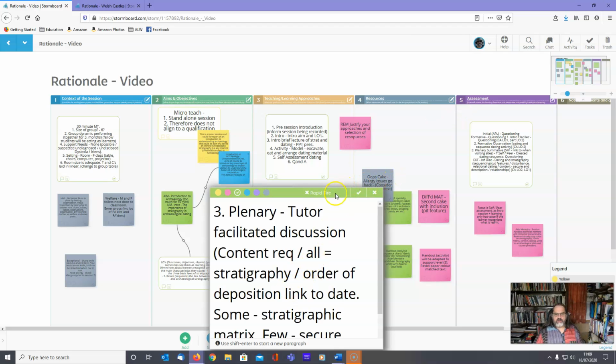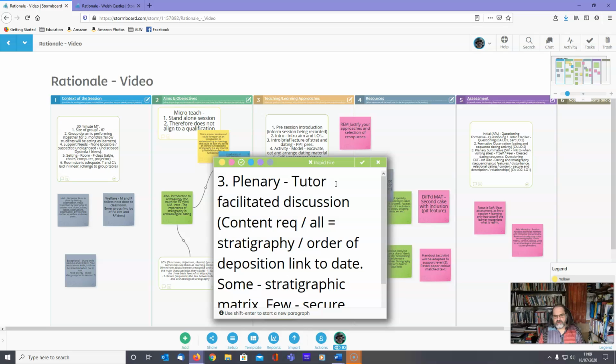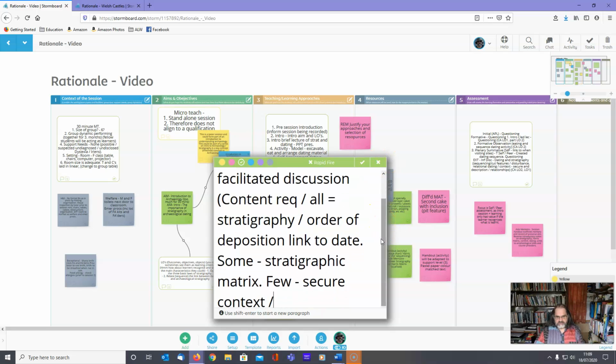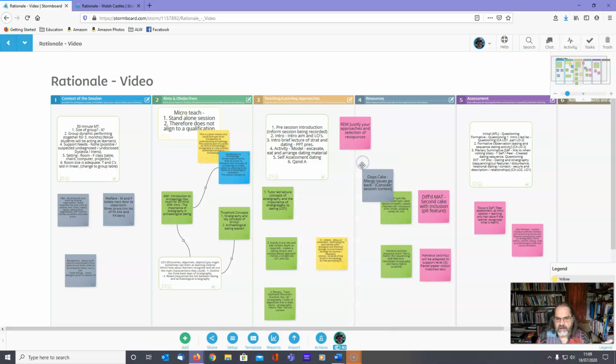Okay, then we're going to have a plenary session to close, which is going to be a tutor-facilitated discussion, and I'm making a note of what I am expecting to come out of this discussion. I'm expecting all of my learners to demonstrate knowledge of stratigraphy and order of deposition linked to date, some to get a better grip of the stratigraphic matrix, and a few to understand the importance of secure context and context in archaeology. So I've differentiated a little bit, allowing for more able or more talented learners, but the basics will still meet all of the intended aims and outcomes for this particular session.